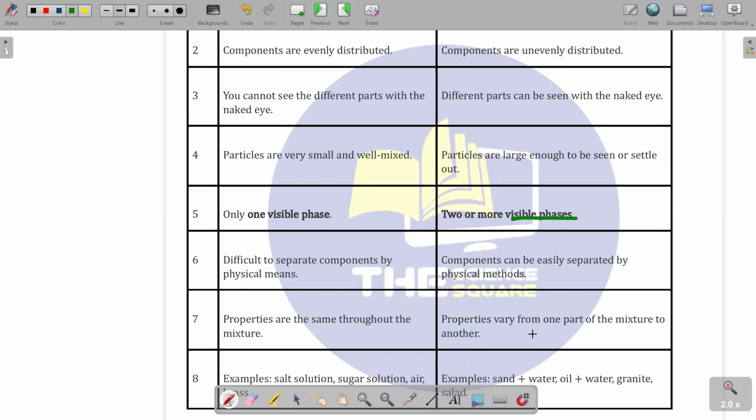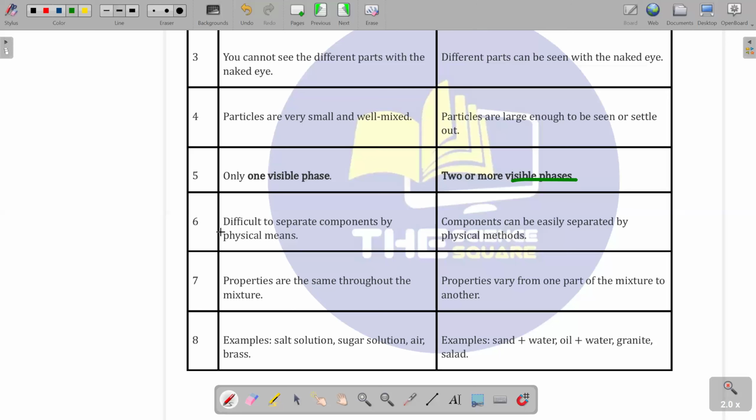Now, generally, though homogeneous mixtures can also be separated, they are much more difficult to separate as compared to heterogeneous mixtures. So separating components by physical means is quite difficult. Note the point, it is not that it cannot be separated. It can be separated, I mean homogeneous mixtures. Just to make a comparison between the two, homogeneous mixtures are much more difficult to separate as compared to heterogeneous mixtures.